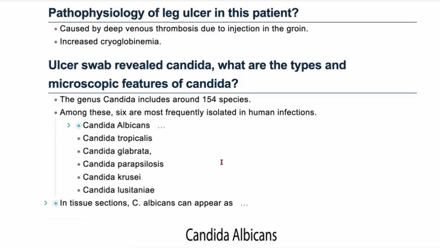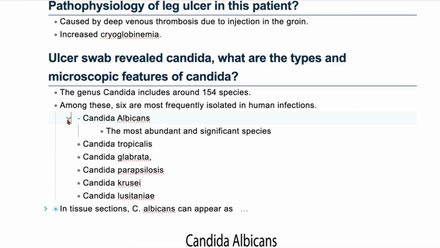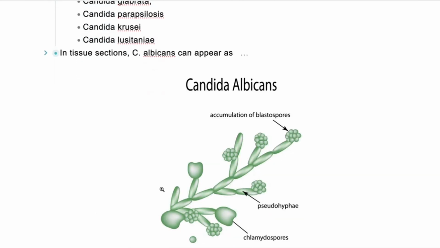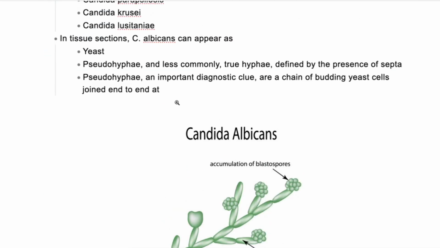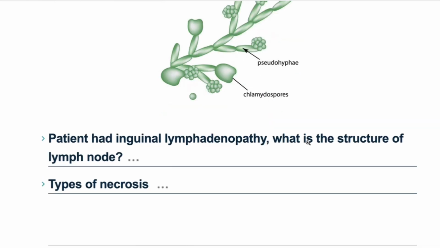There are 6 that are the most common: Candida albicans, tropicalis, glabrata, parapsilosis, and krusei, and there is this one as well. To be honest, I always remember the first 3. You don't have to say the 6, but at least remember 2 or 3 of them. And for the features of a candida, you need to mention the hyphae and the pseudohyphae, because this is the most characteristic feature of a candida.